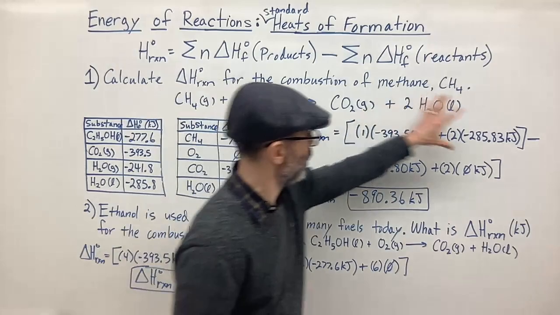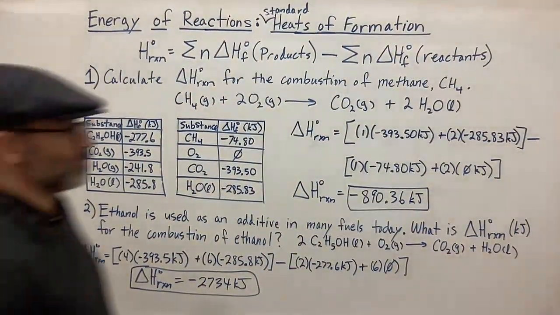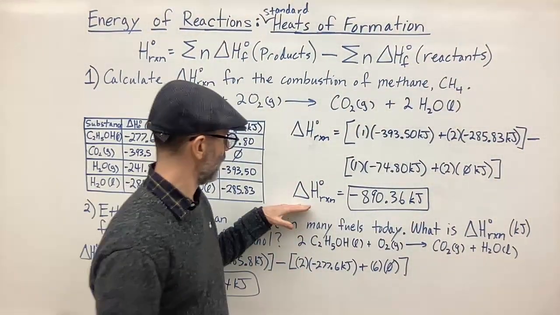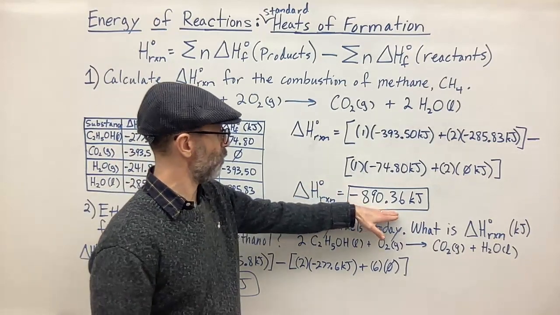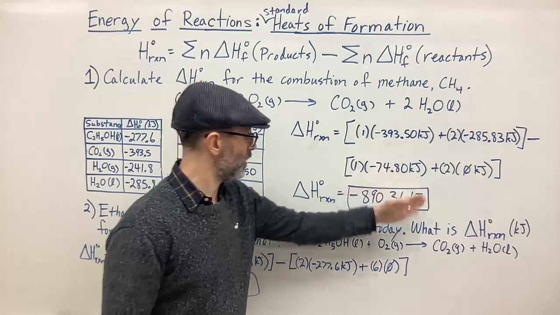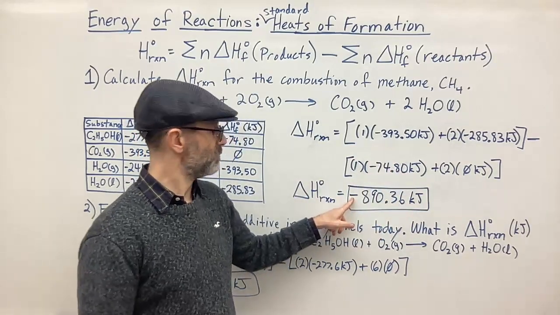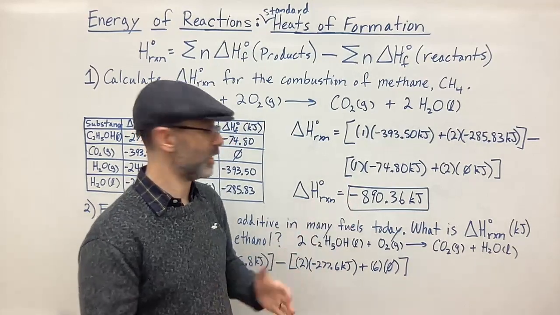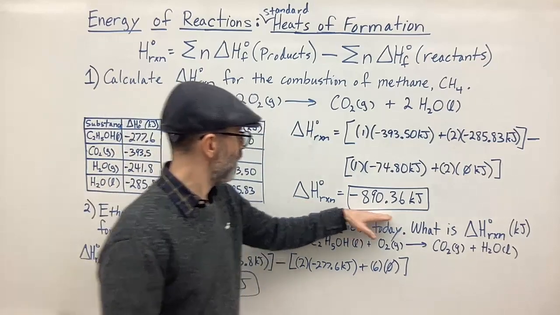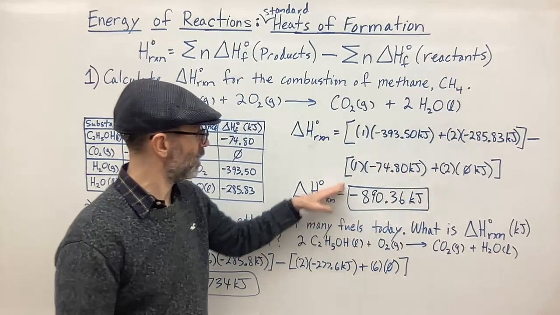When you do the math, you end up with a heat of reaction. The standard heat of reaction is negative 890.36 kilojoules. So this is the amount of energy that's released. So it is exothermic because I know that because there's a negative there, which means heat was released, it lost energy. So the reaction is exothermic. So this is the amount of heat released.